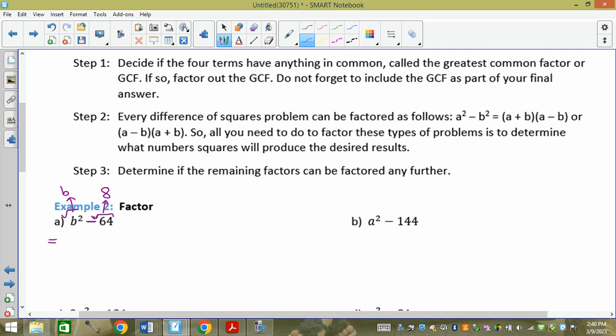Whatever's at the front goes in the front of each bracket. Get two factors out of it. B goes at the front of each bracket. 8 goes at the back of each bracket. Positive, negative. Could I go negative, positive? Does it matter? No.